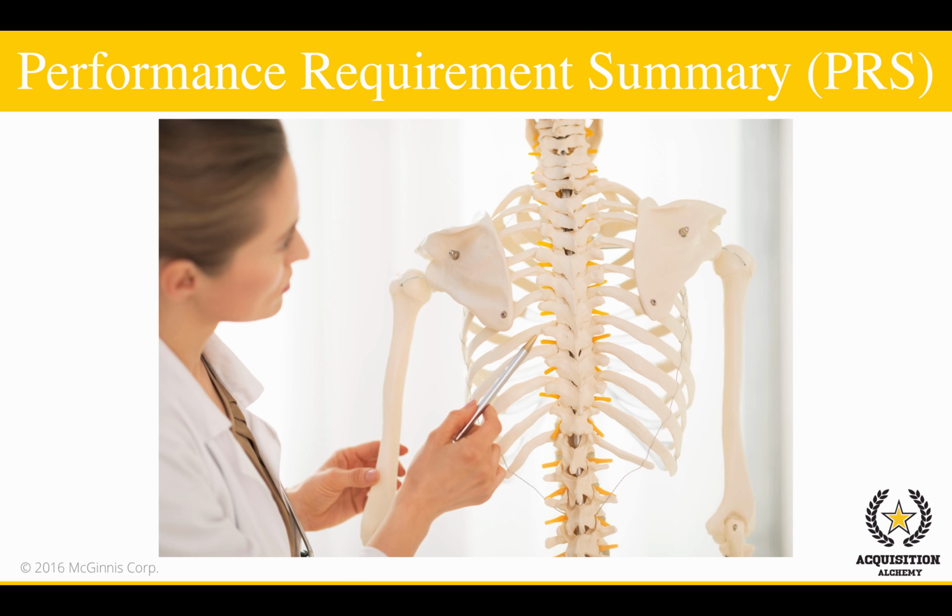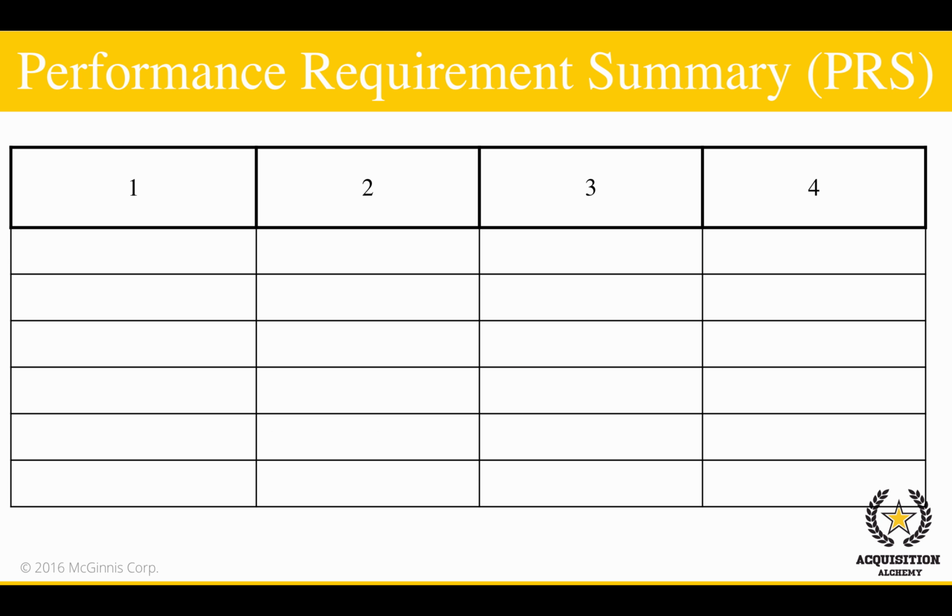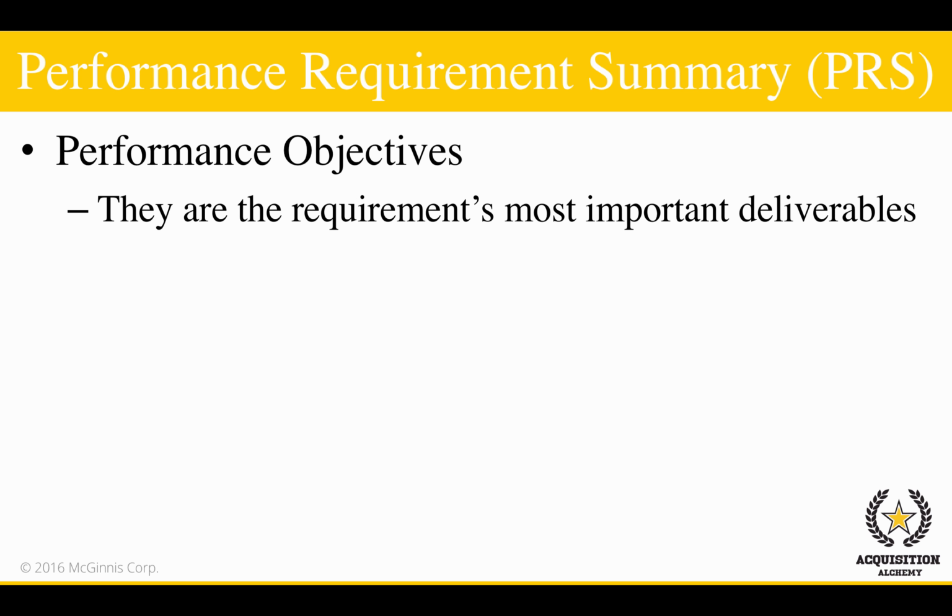The PRS is normally shown in the form of a matrix, which has 4 columns. The first column, performance objectives, are the services needed in order to perform the requirement and are stated in terms of outcomes required. They are the requirement's most important deliverables.